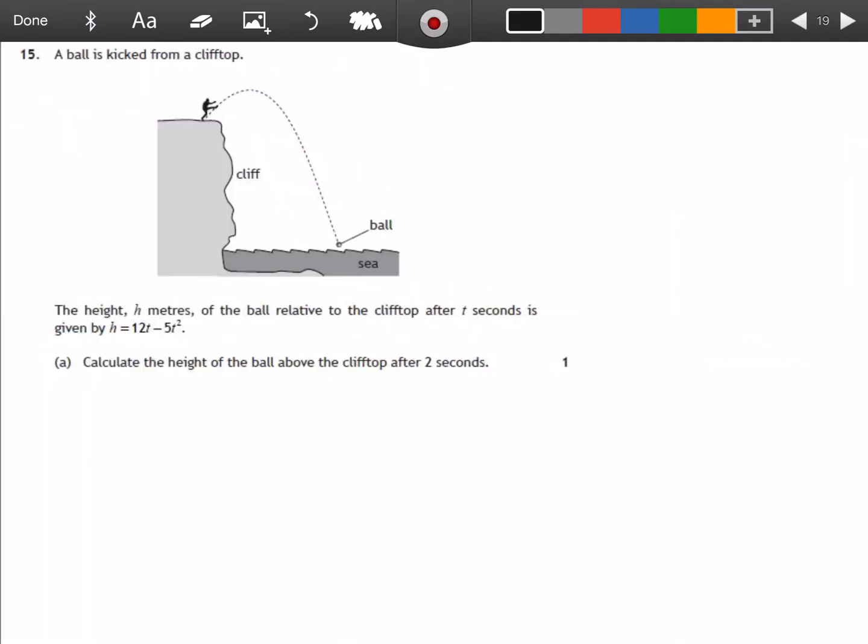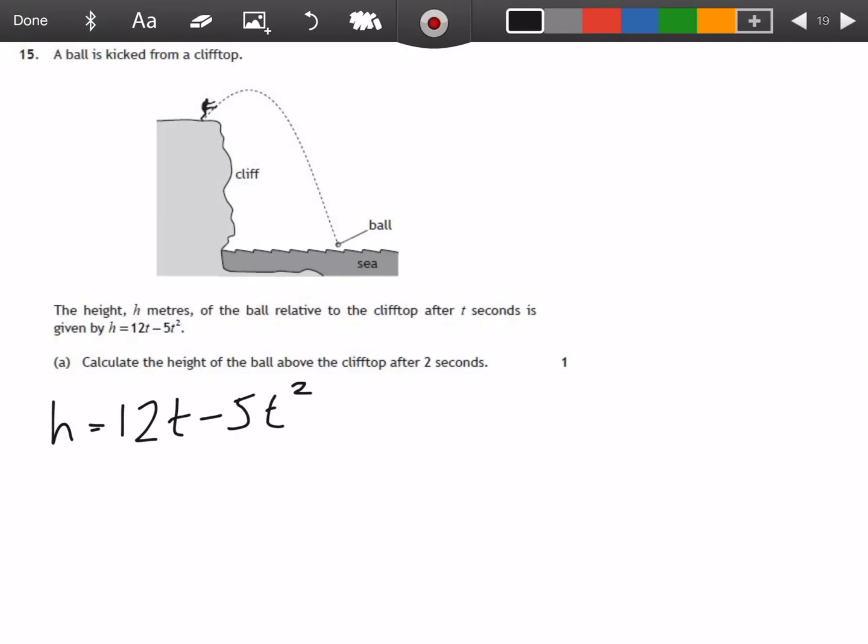Number 15. Right, okay, a ball is kicked off a rooftop. It says the height is given by this formula. So we've got this formula that says 12t minus 5t squared. H is the height. In part A, and what does t stand for? T is the time in seconds. Right, so it says calculate the height using the formula after 2 seconds. So after 2 seconds, that means basically t is 2.